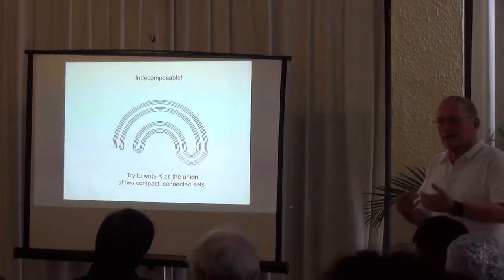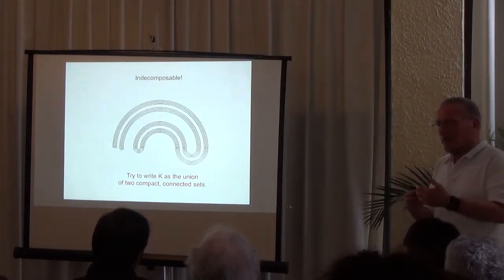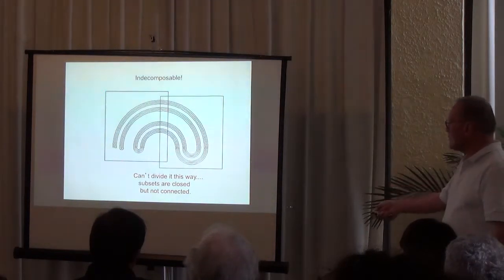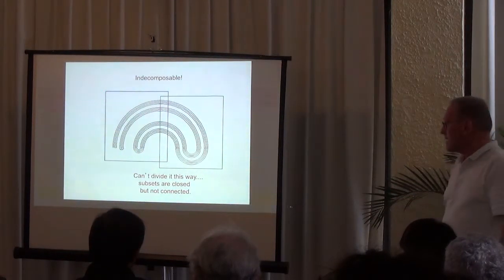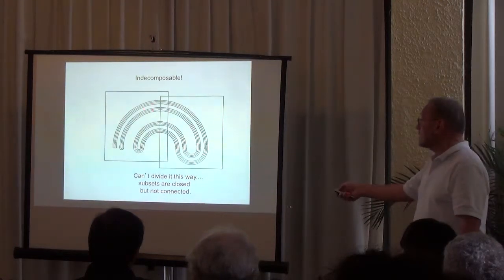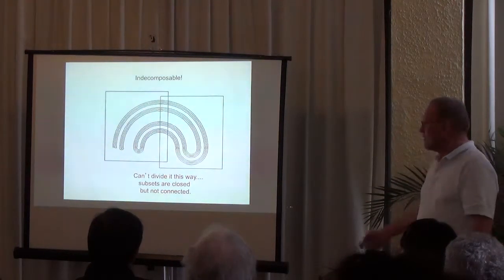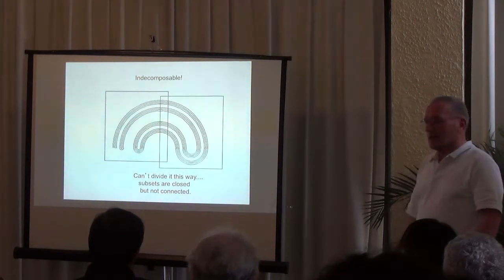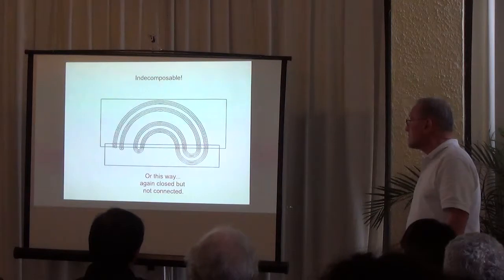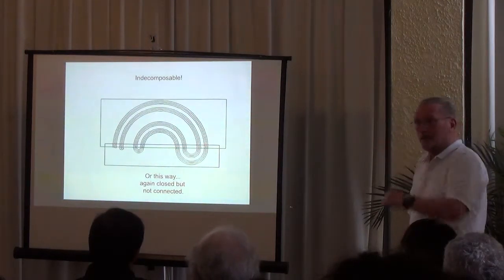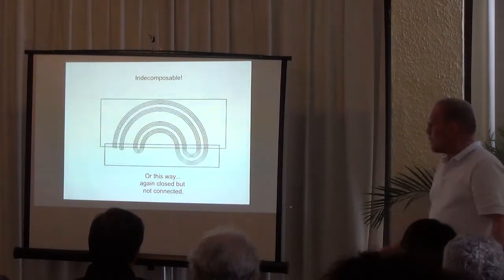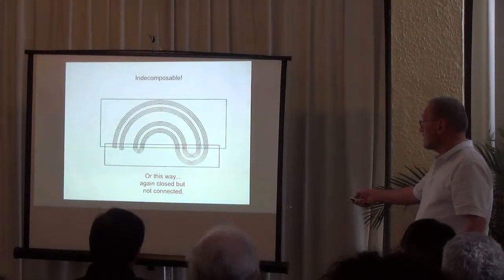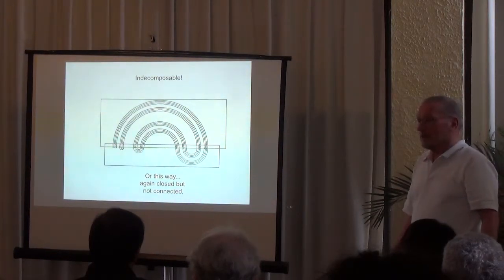Can we divide this into two proper compact connected sets? For example, can we break it up into the region inside this blue rectangle and the region inside the green rectangle? Well, what's inside the blue rectangle is a closed set, but it's clearly not connected. Same thing over here, so that doesn't work. How about breaking it up into the top piece of the green rectangle and the bottom piece? Again, those are closed sets, but this region down here in the blue piece is not connected. Can't do it that way.